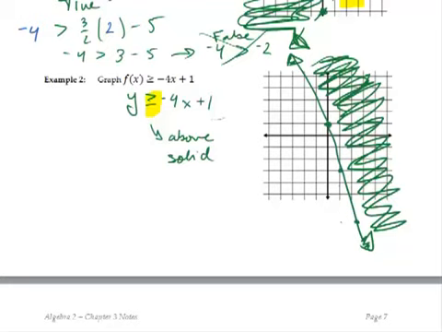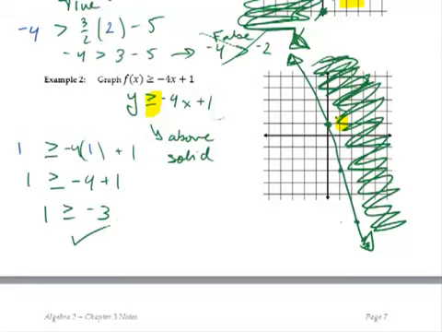Again, test to see if we did it right or not. A good point to check might be a point like 1, 1. That looks like it's in the shaded area pretty clearly. So if I plug in 1 and 1, we have y is greater than or equal to negative 4 times 1 plus 1. So 1 greater than or equal to negative 4 plus 1. 1 greater than or equal to negative 3. It's true. So it's shaded. We're good.